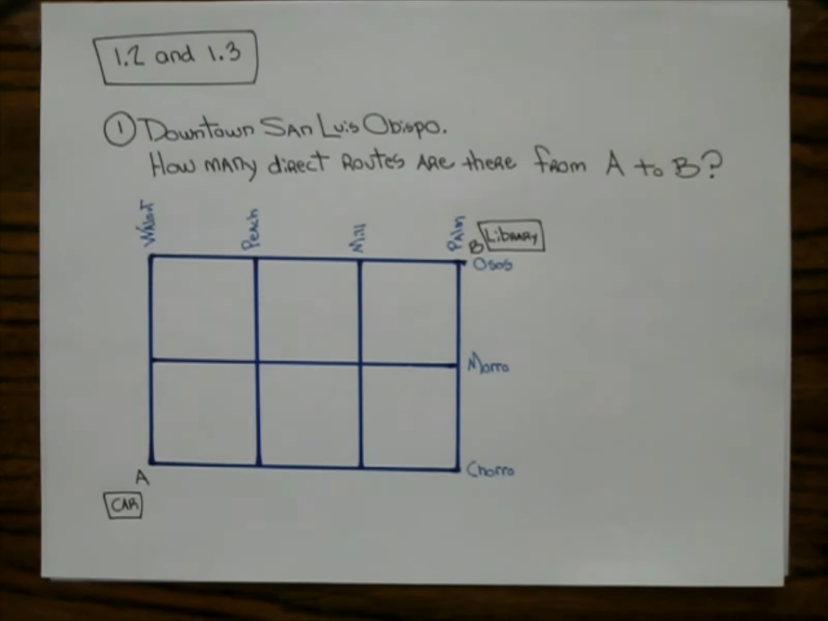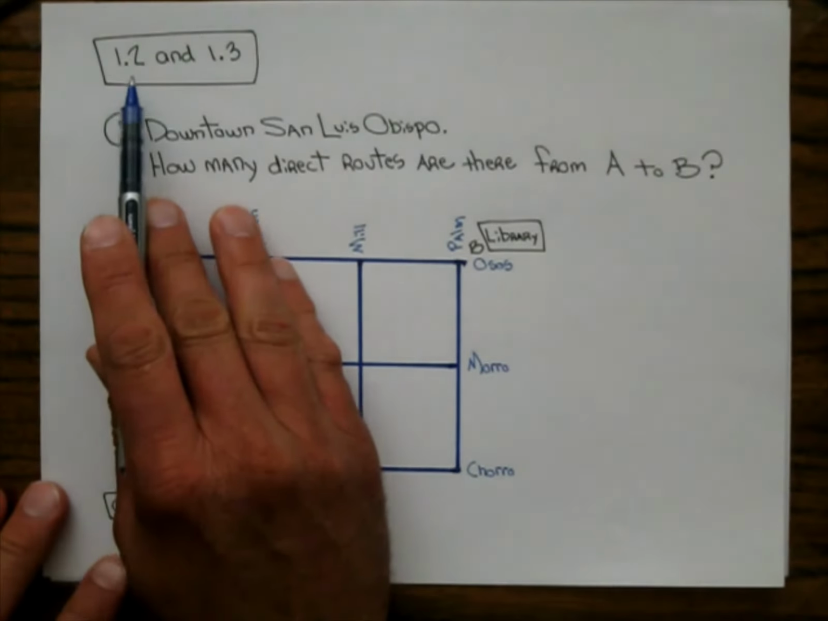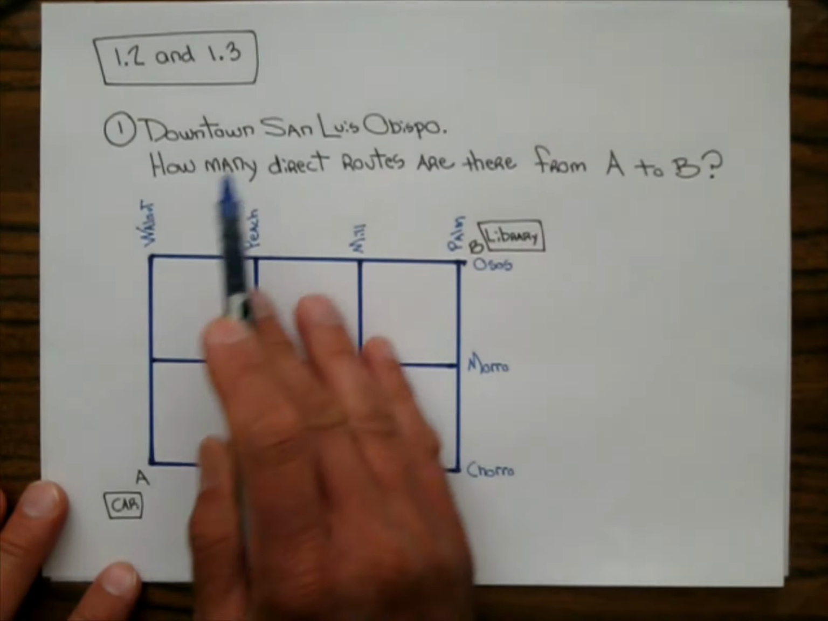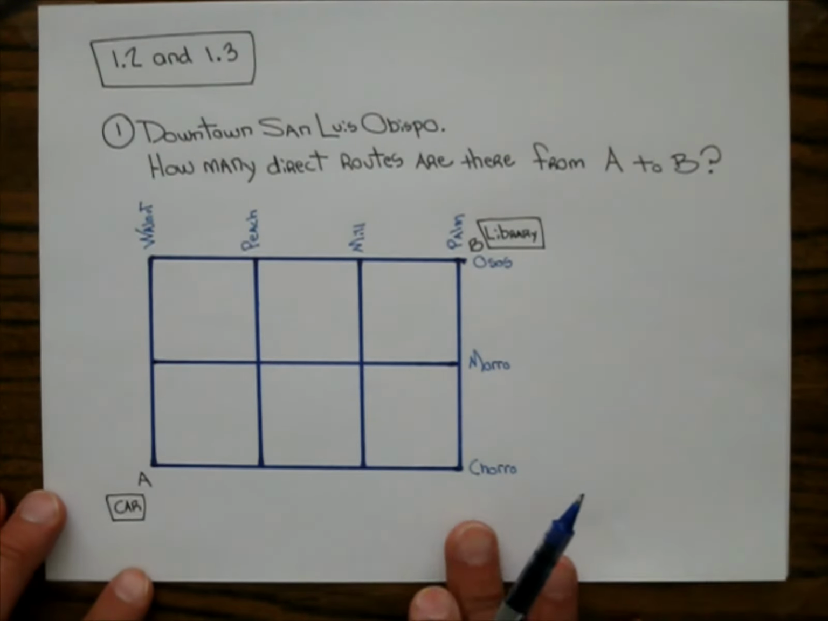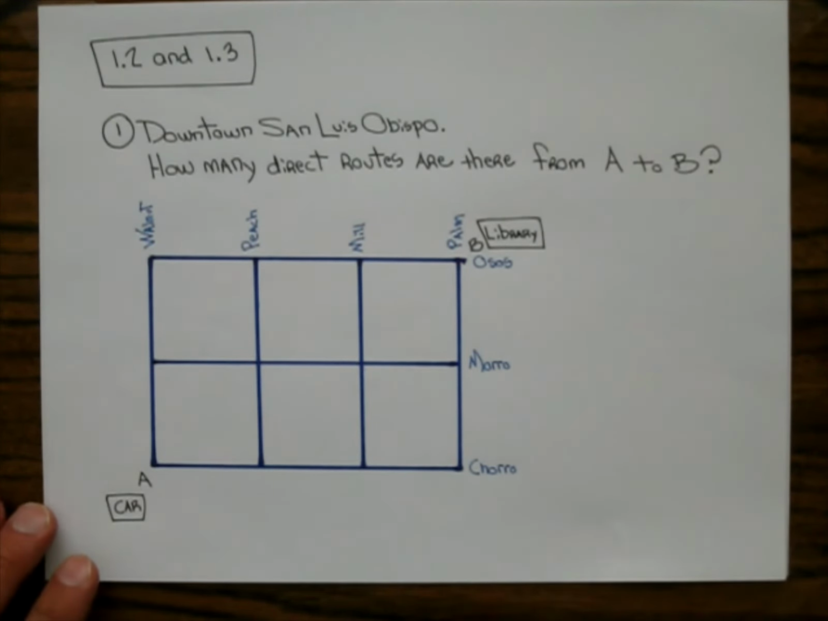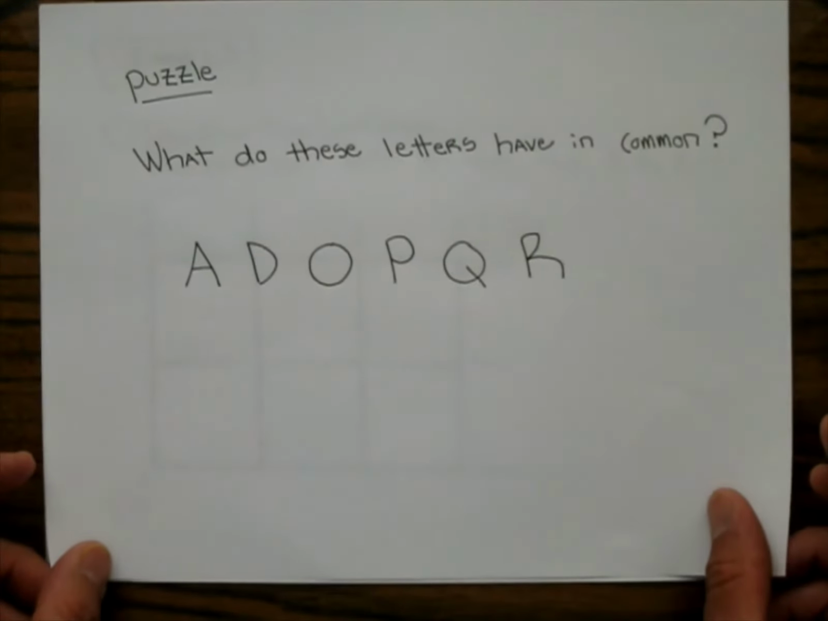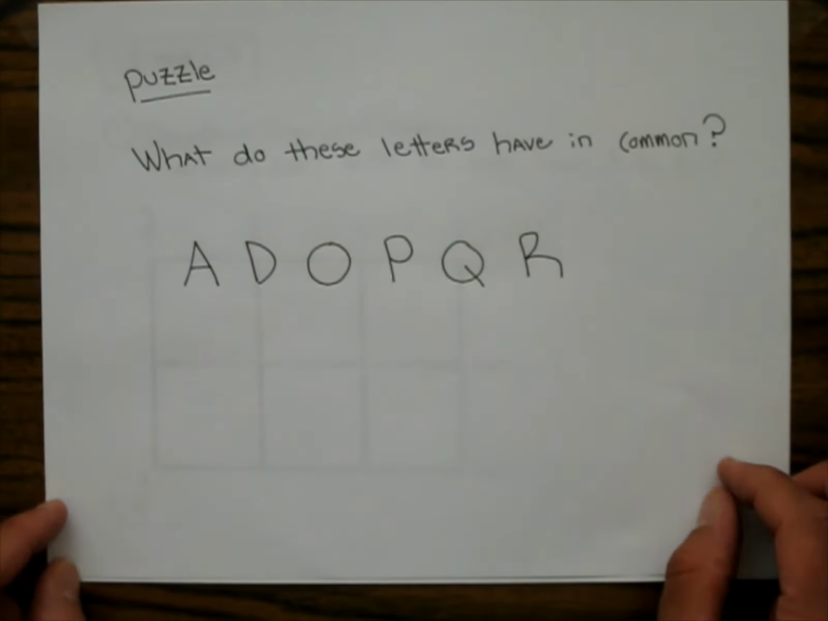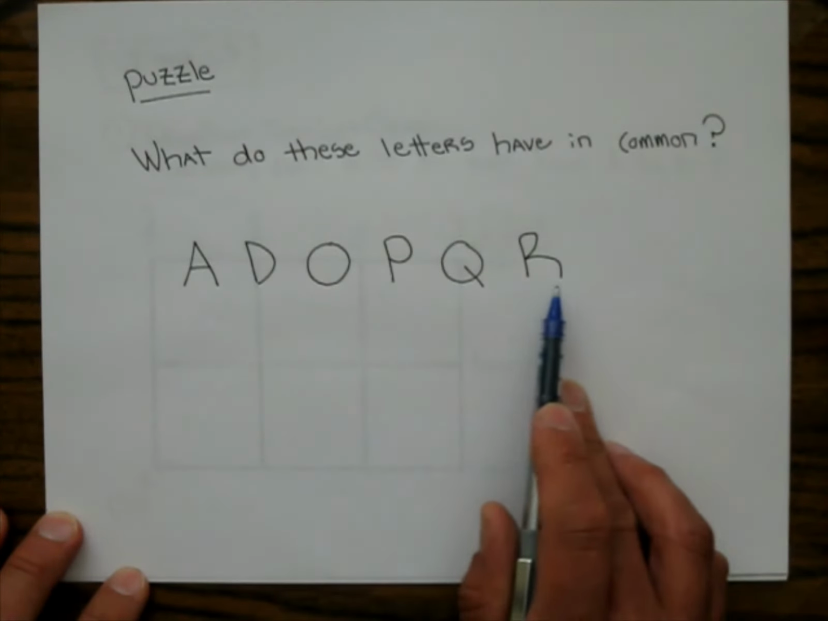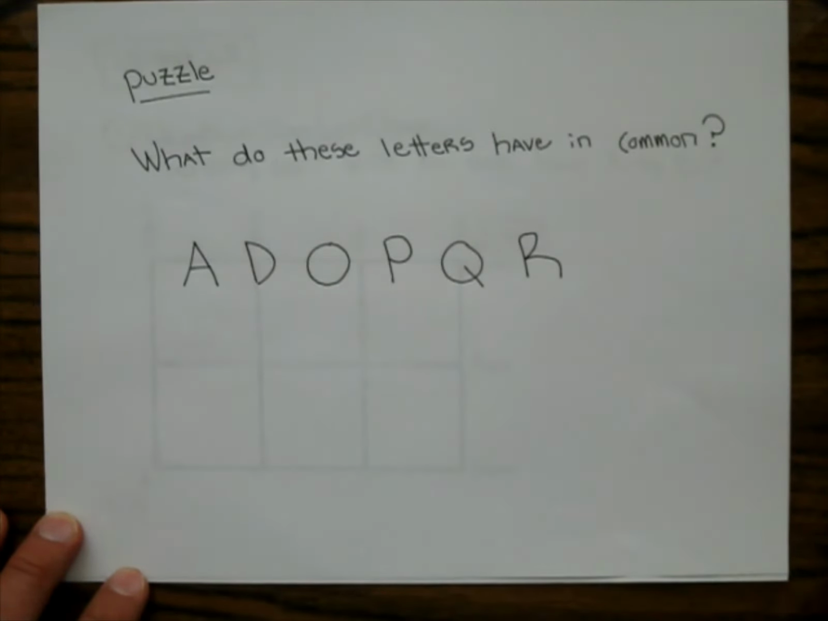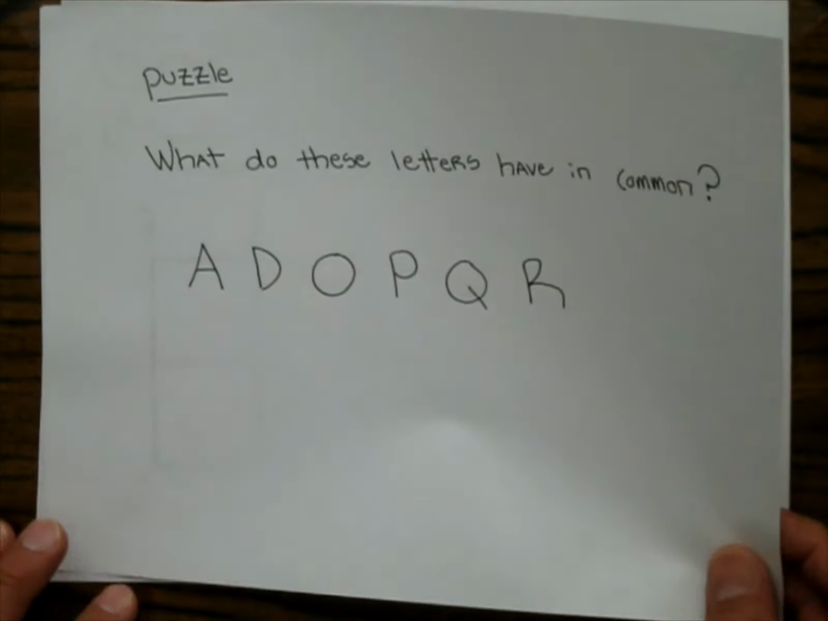I'm Joe Vasta, and we are going to be covering 1.2 and 1.3 pretty much in the same video. We usually will not do that, but in this case there is a good reason to do that. Now, before we get started with this, because this is kind of a weird thing, I'm going to give you the puzzle, and at the very end we'll answer this question. What do these letters have in common? So, what do those letters have in common? And that is the puzzle.